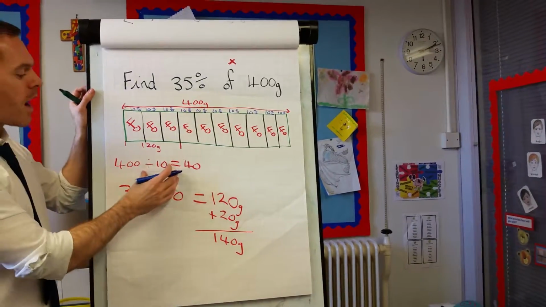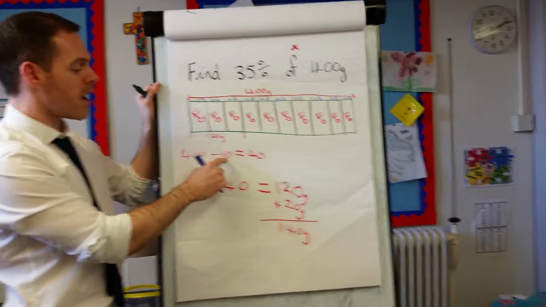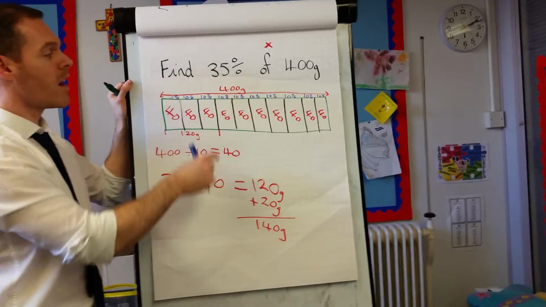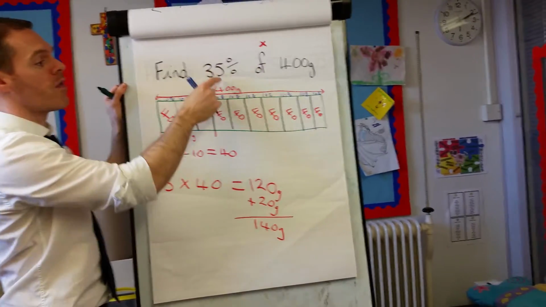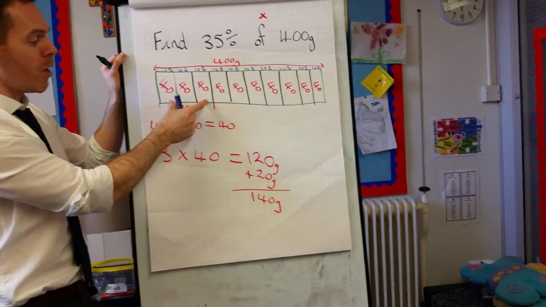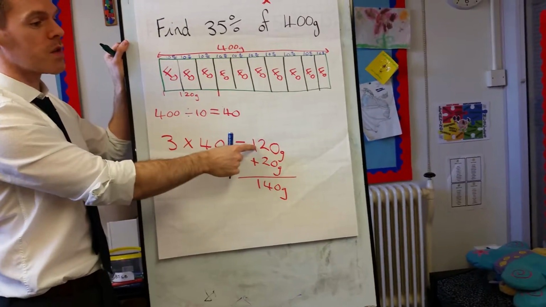So I divided by 10 to get 10%, and when I divided 400 by 10, it got me to 40. So each of these parts was 40. And then I needed to work out what 35% was, because that was my question. So that's 3 groups, that's 30%. So 3 groups of 40 is 120.